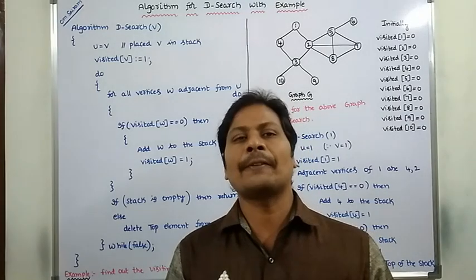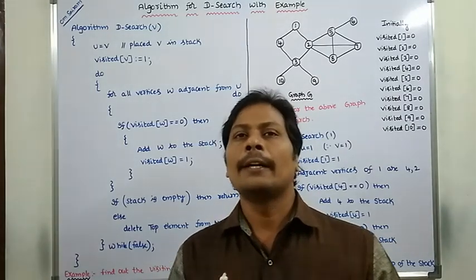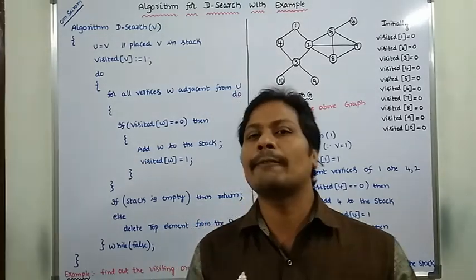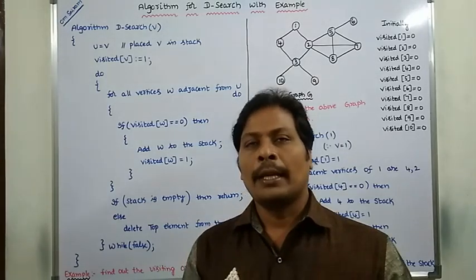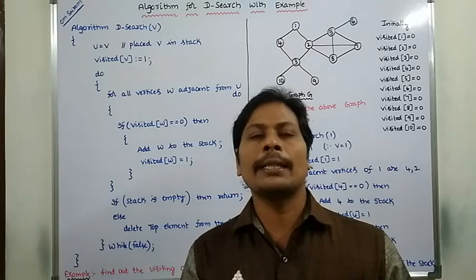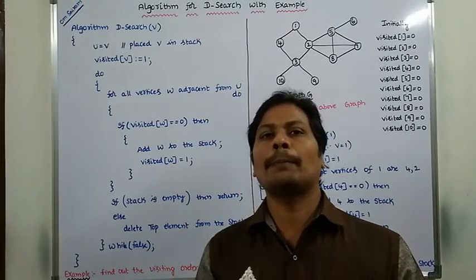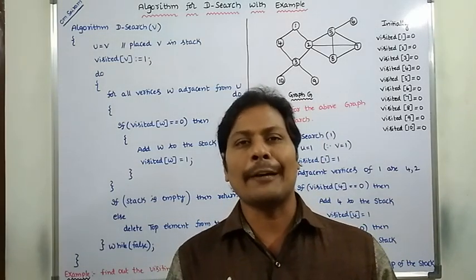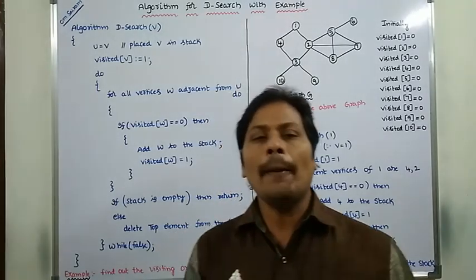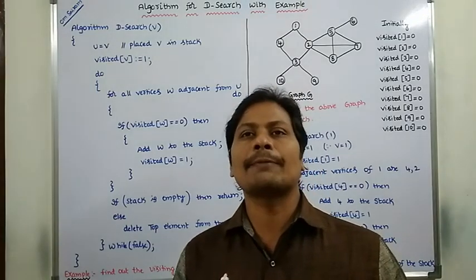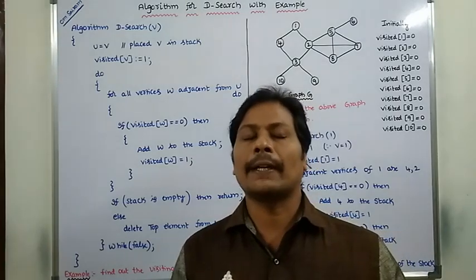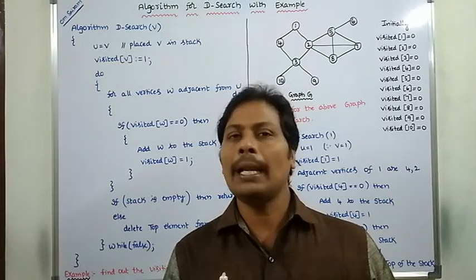There are three types of graph traversal techniques. First one is DFS, second one is BFS, and third one is D-search. In the previous videos, we already discussed the algorithm for DFS with one example problem and the algorithm for BFS with one example problem. Now in this video we will discuss the algorithm for D-search with one example problem.